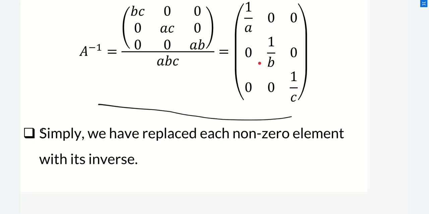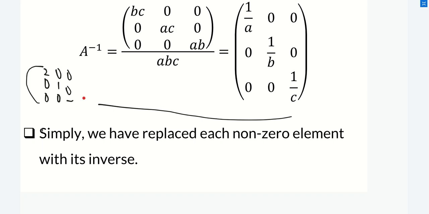So if I give you any 3 by 3 diagonal matrix and I ask you to find the inverse, let's assume here I have 2, then 0, then 0, then 0, then 1, then 0, then 0, then 0, then negative 3. And I ask you to find the inverse.